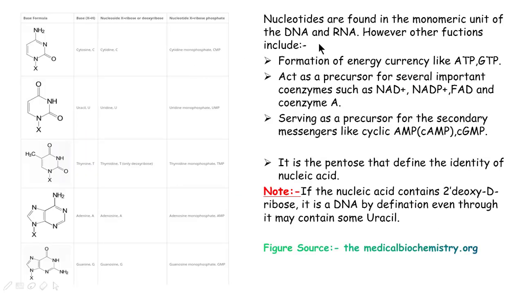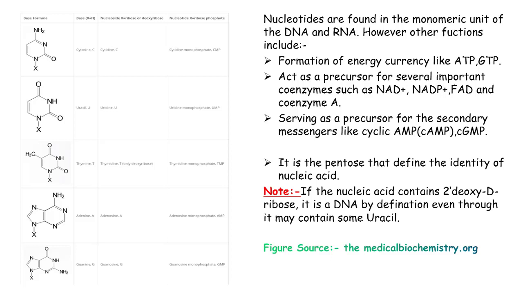The nucleotides are found as the monomeric unit of DNA and RNA. However, other functions include the formation of energy currency like ATP and GTP. They act as a precursor for several important coenzymes like NAD+, NADP+, FAD, and coenzyme A. They also serve as a precursor for secondary messengers like cyclic AMP and cGMP. What is a secondary messenger? Secondary messengers are present in the cytoplasm and they transmit the signal to the nucleus so that the cell can synthesize the functional protein to function correctly, right?